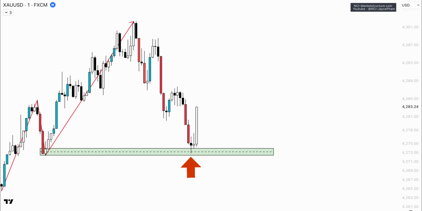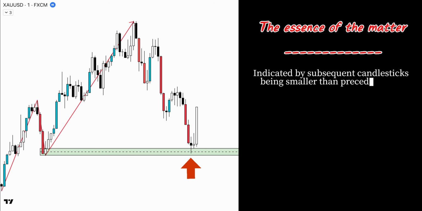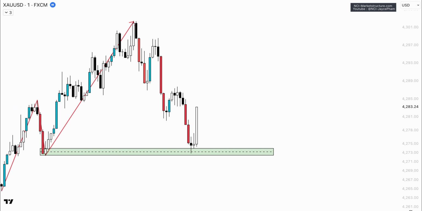When the price returns to this key level, how do you predict whether it will react or reverse there, or break through the level and form a downtrend? What we want to see is price action slowing down, indicated by subsequent candlesticks being smaller than the preceding ones, along with how the price reacts at that key level. Just as when operating a vehicle, upon encountering an obstacle, you must slow down and come to a complete stop before turning around. Right now, the price is returning to a key level.